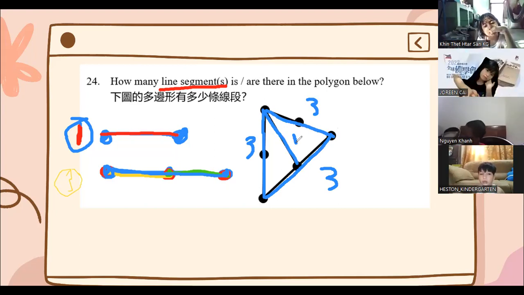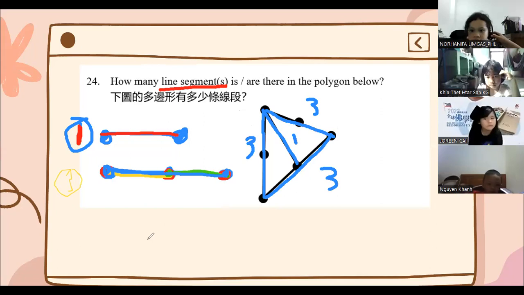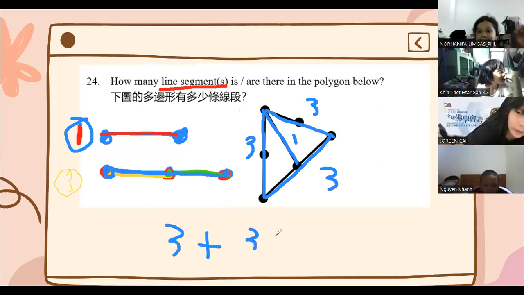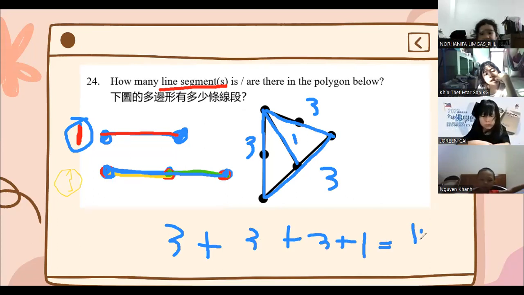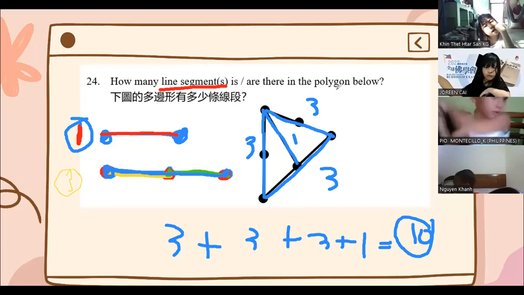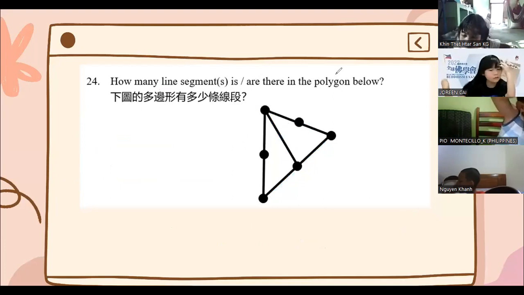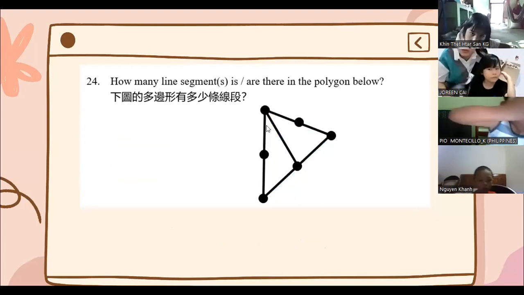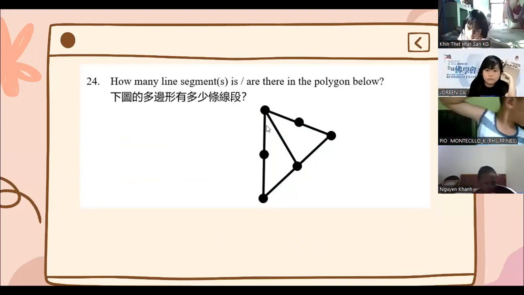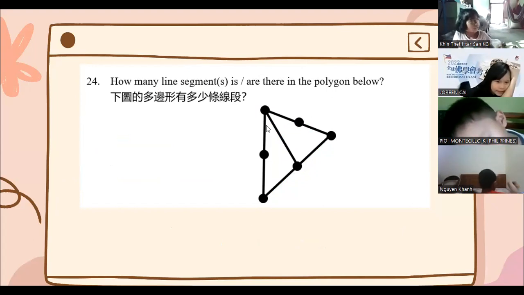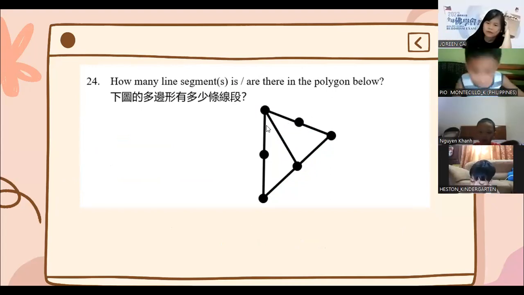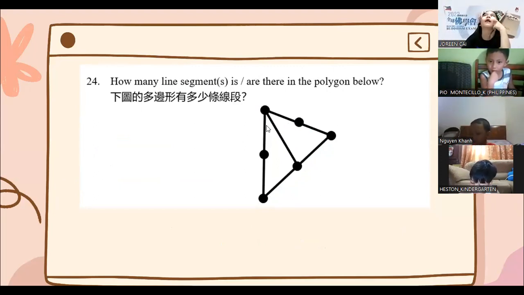So now we're going to find the total by adding all the line segments that we found. We have 3 plus 3 plus 3 plus 1. Okay, add all of that. The total is equal to 10. So your final answer is going to be... Okay, it's not 9, it is 10. Very good. It's easier for you to do that than counting the line segments one by one. It will take a lot of your time and maybe you will also be confused. So it's very important that you remember, if there are 3 points in a line, it is equal to 3 line segments as well. If there are 2 points or 2 dots in a certain line, it's equal to 1. Very good.